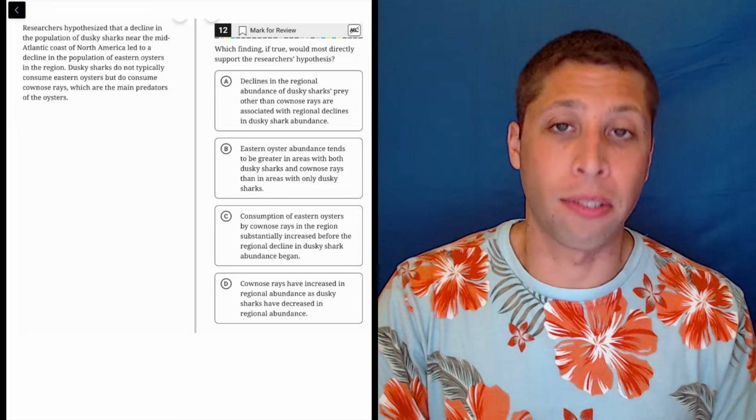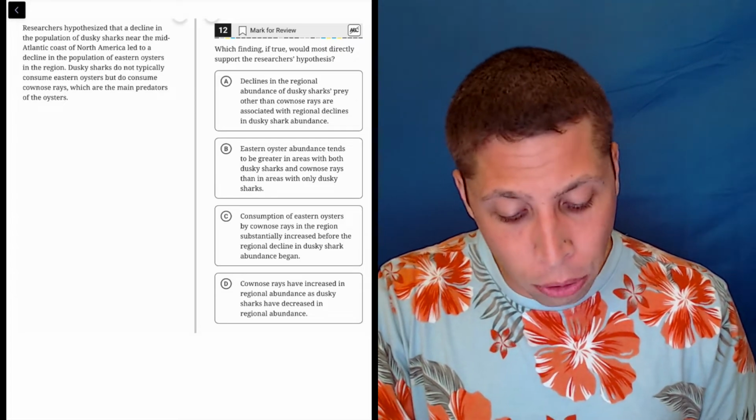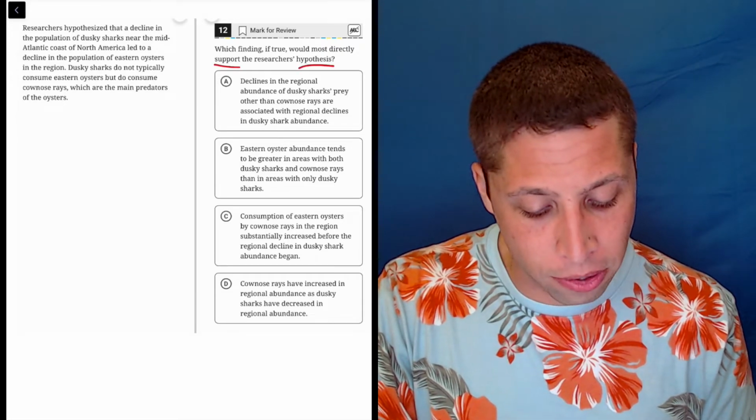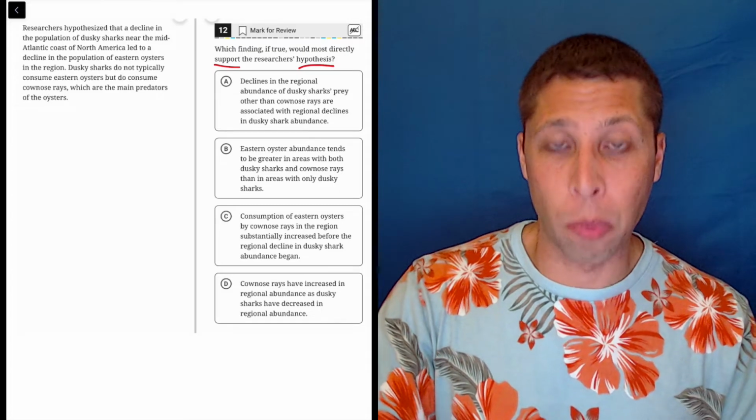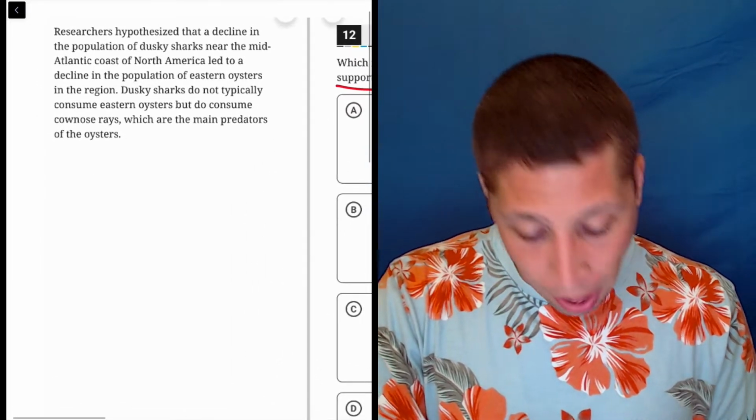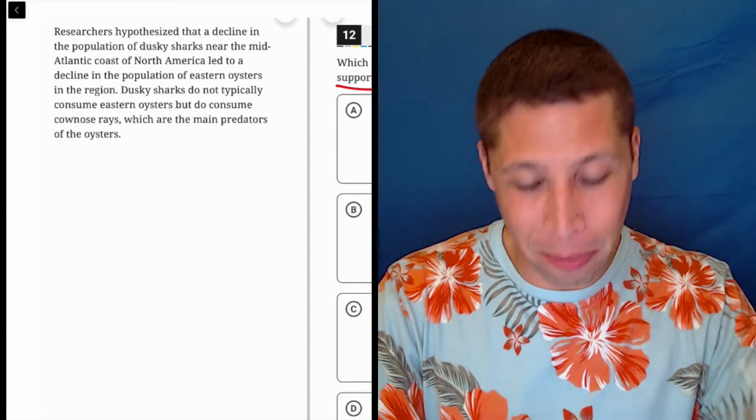So first and foremost, let's focus on the question, right? Which finding, if true, would most directly support the researcher's hypothesis? So what's the hypothesis? What's going to support it? Researchers hypothesize, oh, perfect. Love it when they just get to the point.